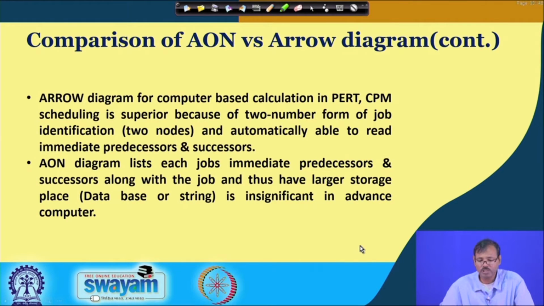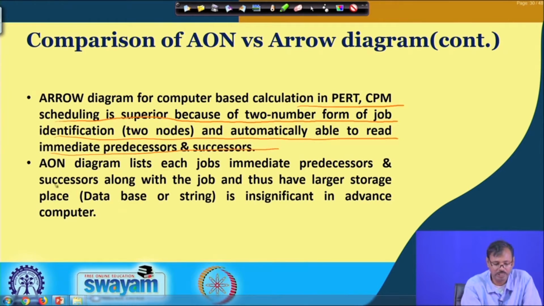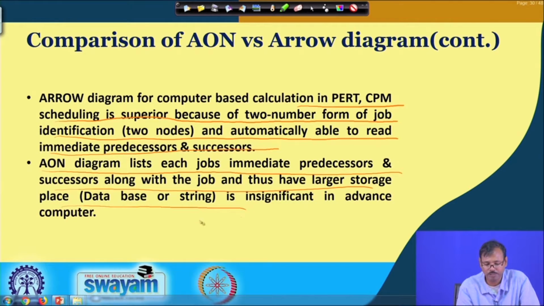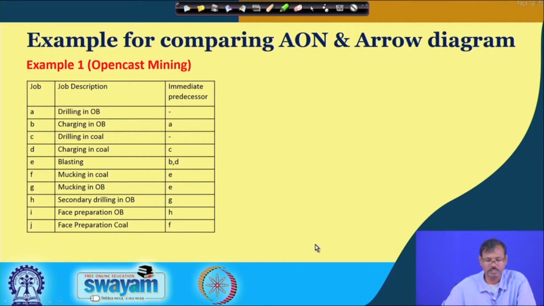The arrow diagram for computer based calculation in CPM scheduling is superior, because two numbers from job identifications are able to automatically read the immediate predecessors and successors. So, that is easy for the arrow diagram, and the AON diagram lists each job's immediate predecessors and successors, which is difficult. A database or string has to be provided, which is insignificant in advanced computers, though it takes much memory. We have already discussed these things.